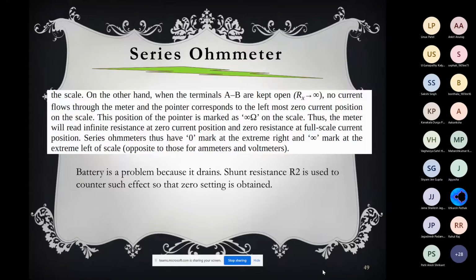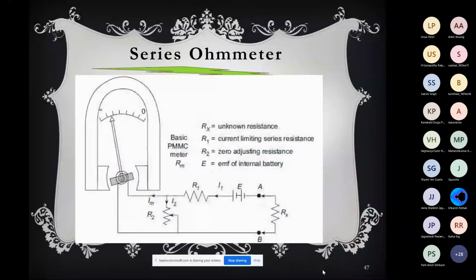Now there is some problem, for example, a battery problem. When you see the battery problem, whenever we insert this battery E, with time the EMF of E will definitely degrade. So if the current from E is degrading with time, then what will happen as the current degrades with time?